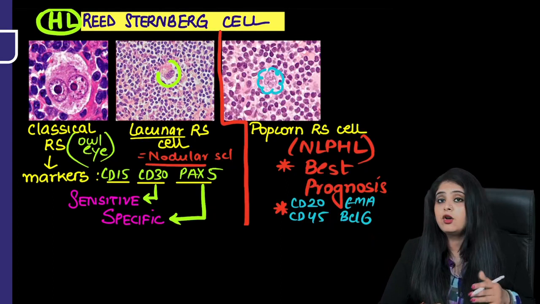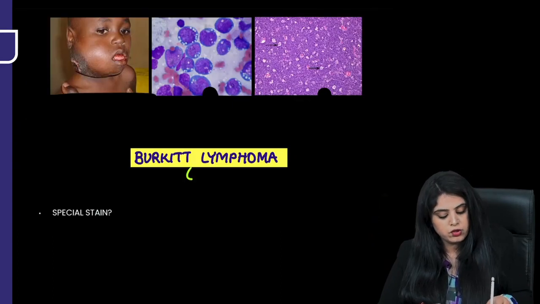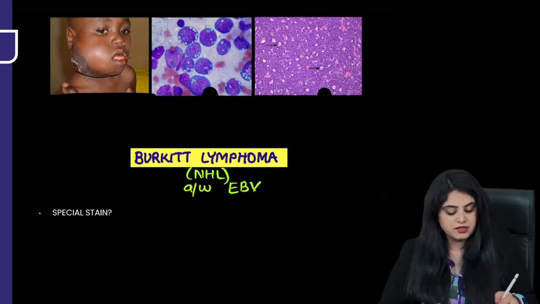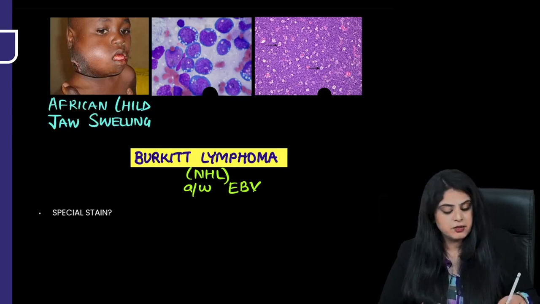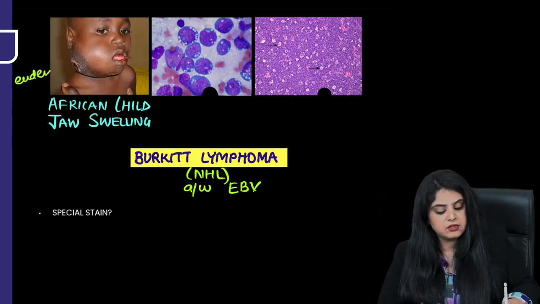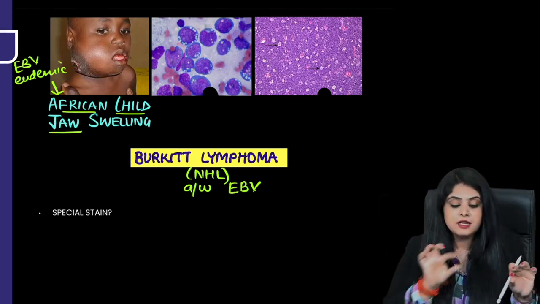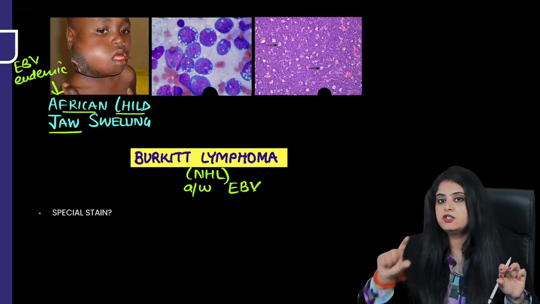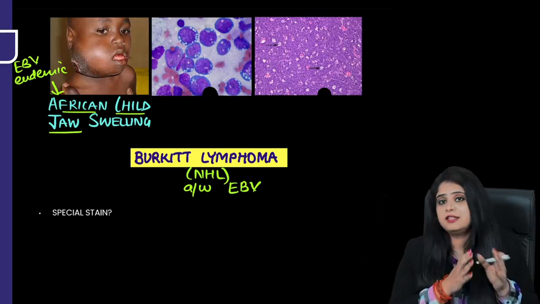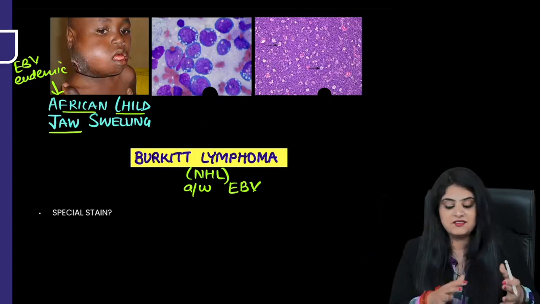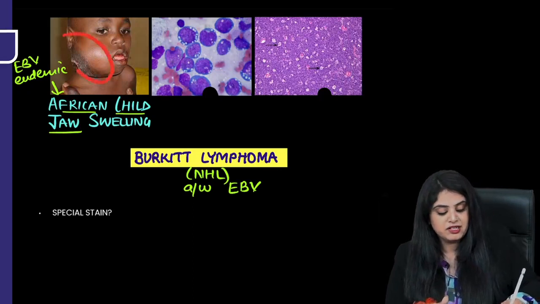Let's move on. This was all Hodgkin's lymphoma. Let's move on towards a non-Hodgkin's lymphoma, and that is Burkitt's lymphoma, associated with which virus? The very famous Epstein-Barr virus. What is the usual history that I get? Because Epstein-Barr virus is endemic in Africa, you will get an African child with jaw swelling. If the first line of your paper is a 10-year-old African child with a jaw swelling, this kid is a celebrity because he comes in every grand test and every exam paper. You know it's a case of Burkitt's.